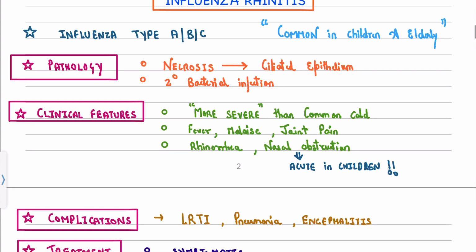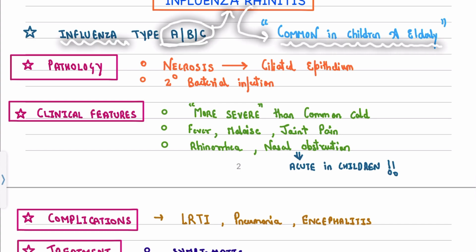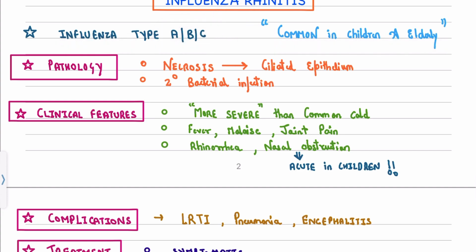So influenza rhinitis, the causative agent, as the name suggests, is influenza. All three types, that is type A, B, and C, cause influenza rhinitis. Influenza rhinitis is very common in children as well as in the elderly. So let's talk about the pathology of influenza rhinitis.